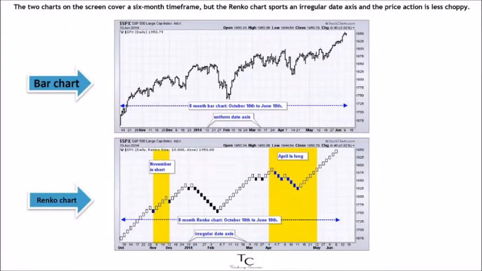The two charts above cover a 6-month time frame, but the Renko chart sports an irregular date axis and the price action is less choppy. This is because the S&P 500 Renko chart ignores price moves that are less than 10 points and remains unchanged until there is a move of at least 10 points.